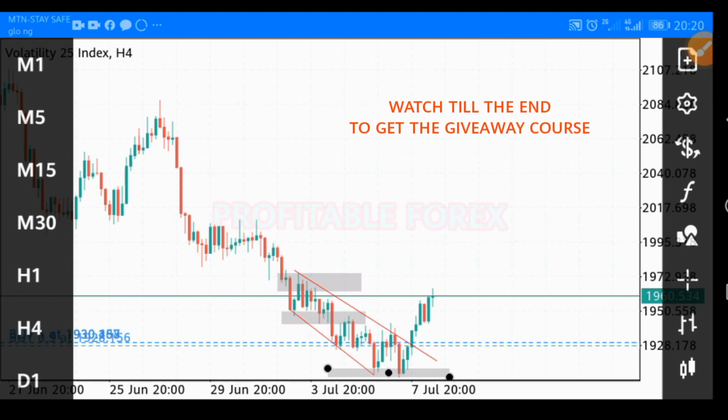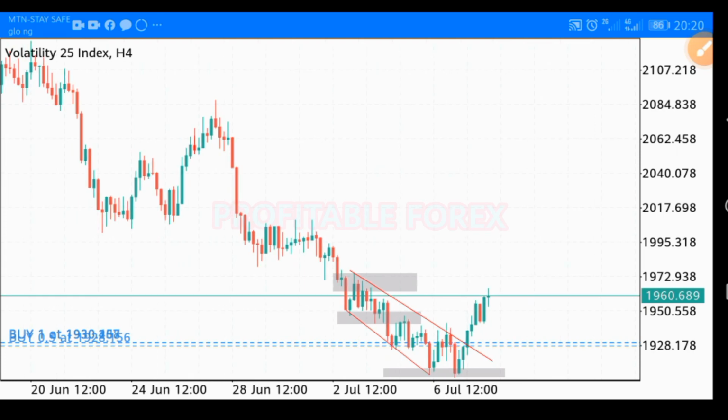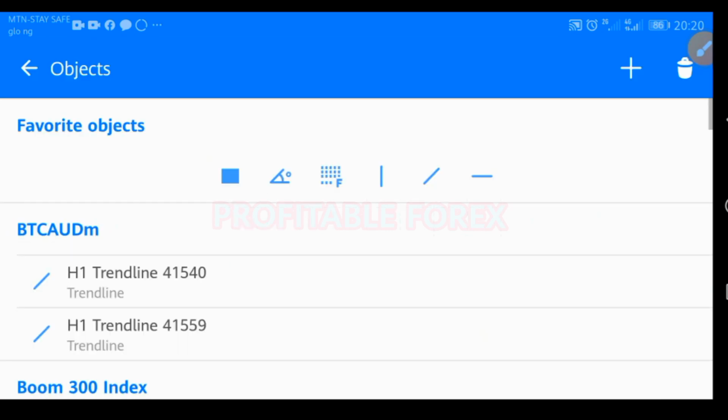Here we identified the reversal chart pattern, which is the double bottom, and we based our decision on this. It made me confident that the price was going to change direction. So what I did was mark out the key levels with my trend line.